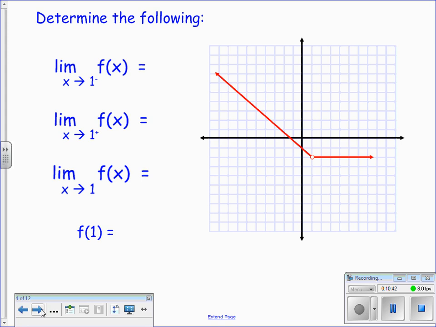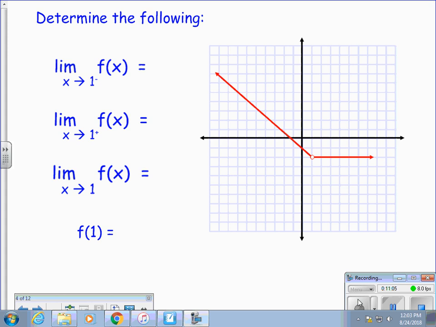Okay, so here's what I want you to do. In your notes, I strongly suggest you sketch this out. Make sure you have a sketch of this graph and answer those questions. What is the limit as x approaches 1 from the right, 1 from the left, 1 itself, and what is the function at 1? Okay, we're back on.